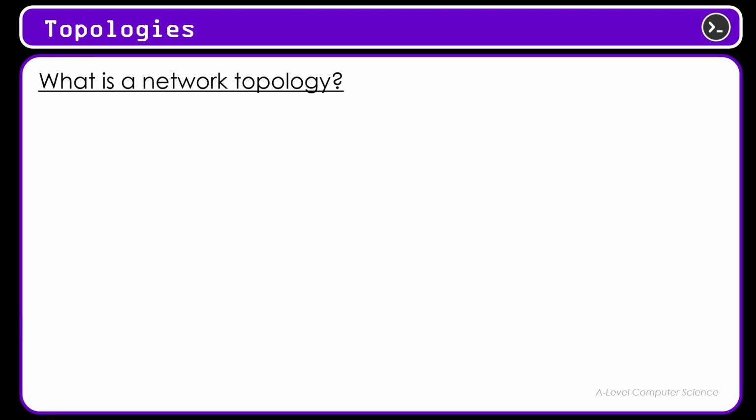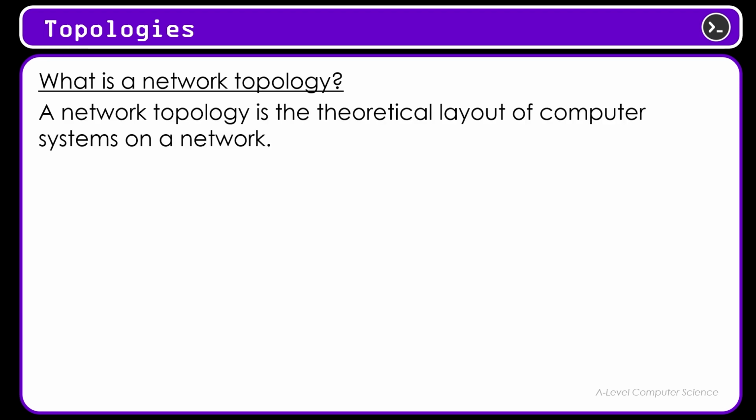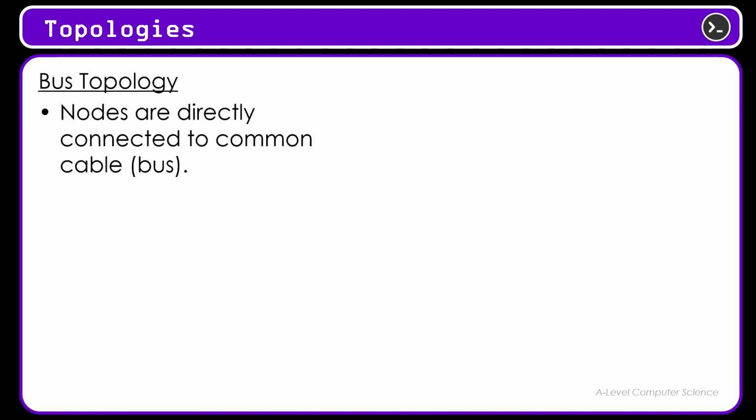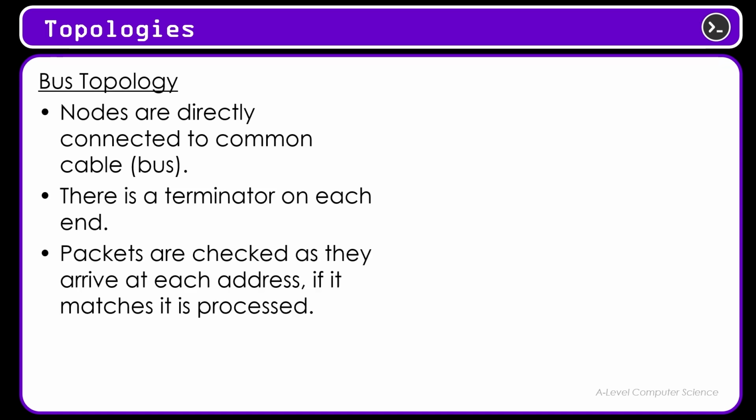A network topology is a theoretical layout of a computer system on a network, and you need to know the following topologies: a bus topology, a star topology, a mesh topology, and a ring topology. In a bus topology, nodes are directly connected to a common cable called a bus, and there are terminators on each end. Packets are checked as they arrive at each address, and if it matches, it's processed. If not, it moves on to the next computer.